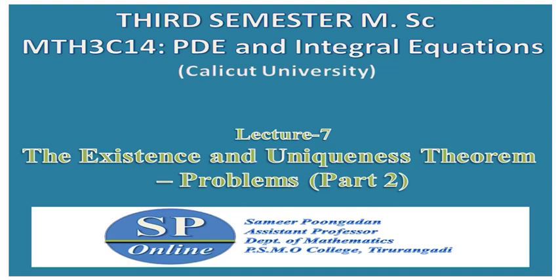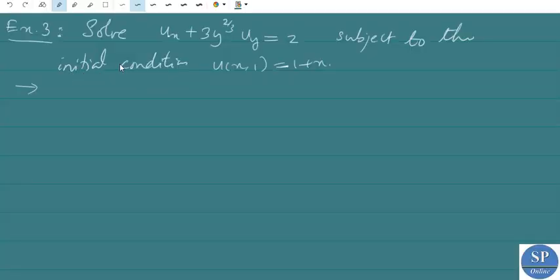Hello dears, in this lecture we will discuss some more problems on the existence and uniqueness theorem for the solution of the Cauchy problem. Here we have a problem. Solve u_x + 3y^(2/3) u_y = 2 subject to the initial condition u(x,1) = 1 + x.